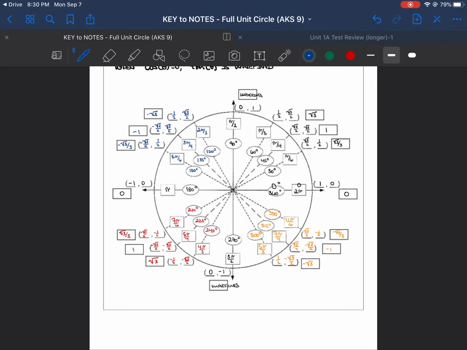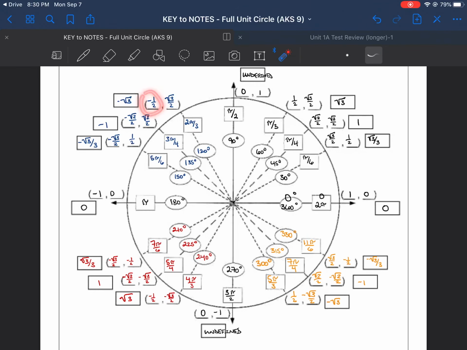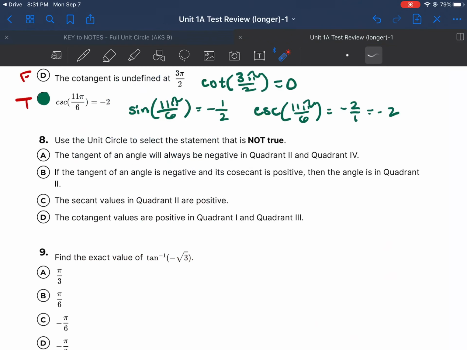Well, remember that tangent is the sine value divided by the cosine. So for the tangent to be negative, only one of either the sine or the cosine can be negative. Well, if we look at quadrant 2, we have negative cosines, positive sines, which give us negative tangents. And if we look at quadrant 4, we have positive cosines, negative sines, which are going to also give us negative tangents. So quadrant 2 and quadrant 4 both have negative tangent values. Okay, so this is a true statement.